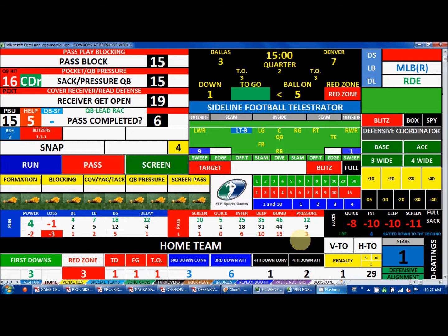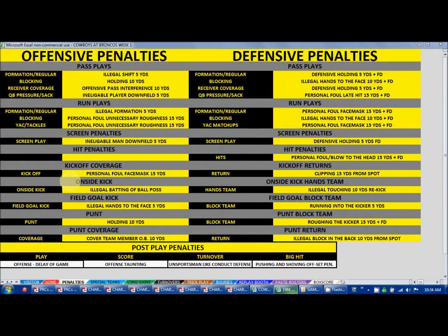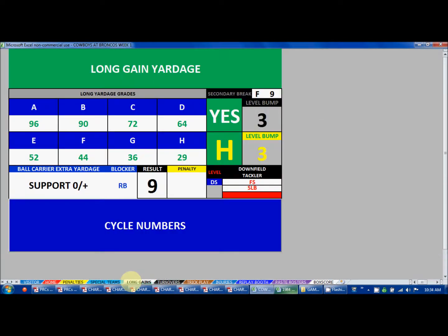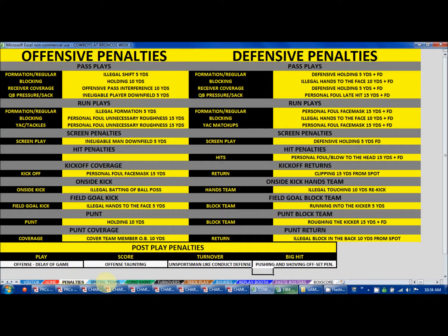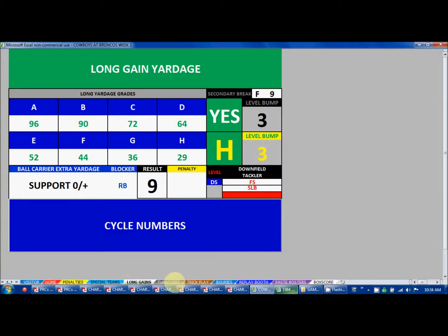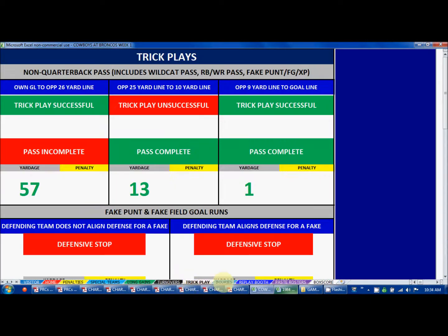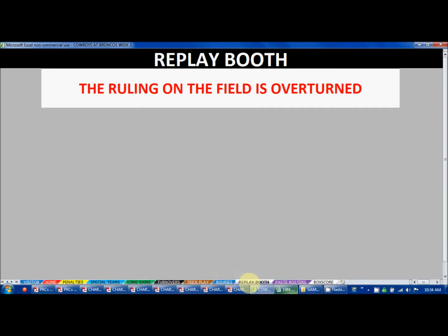So the game center chart, the play result cards, a score sheet for keeping track of time and statistics, and everything else. The next thing we're going to do is have a look at all of the supplemental charts. Each supplemental chart has a tab along the bottom: penalties, special teams, long gains, turnovers, trick plays, injuries, replay booth, etc.